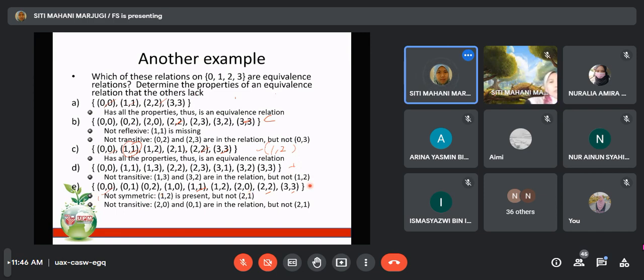So yang ini transitive, yang ini equivalent relation, yang B is not an equivalent relation. C is an equivalent relation, D and E are not equivalent relations. Okay? Any question? Ada nak tanya?